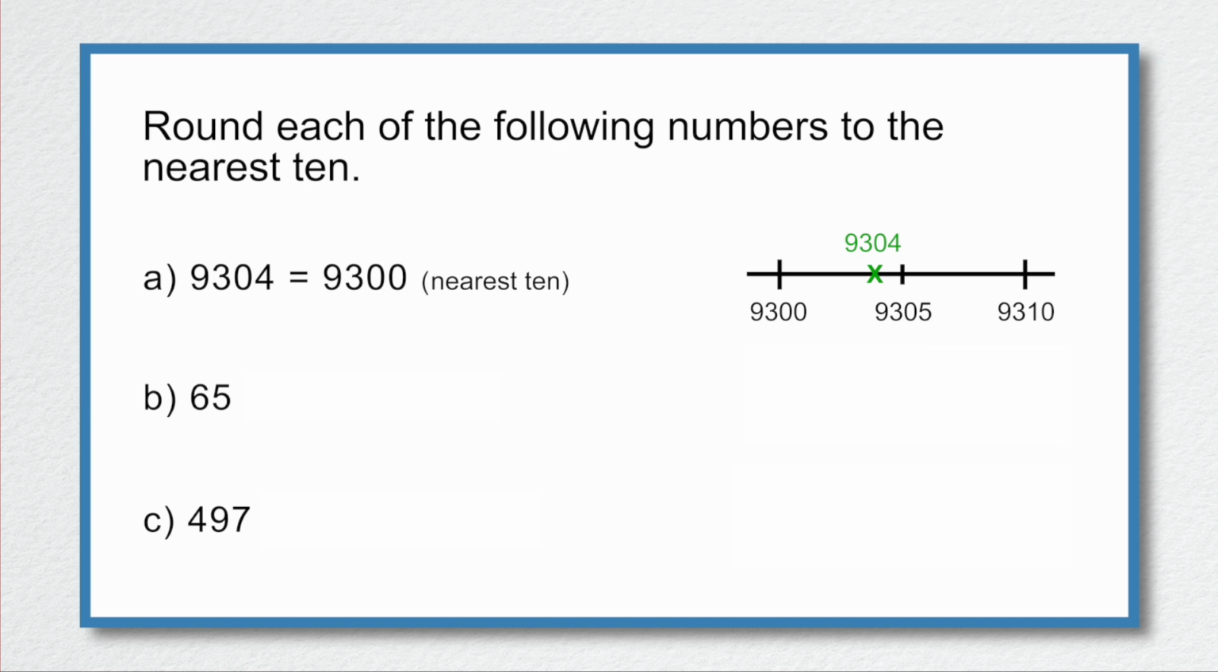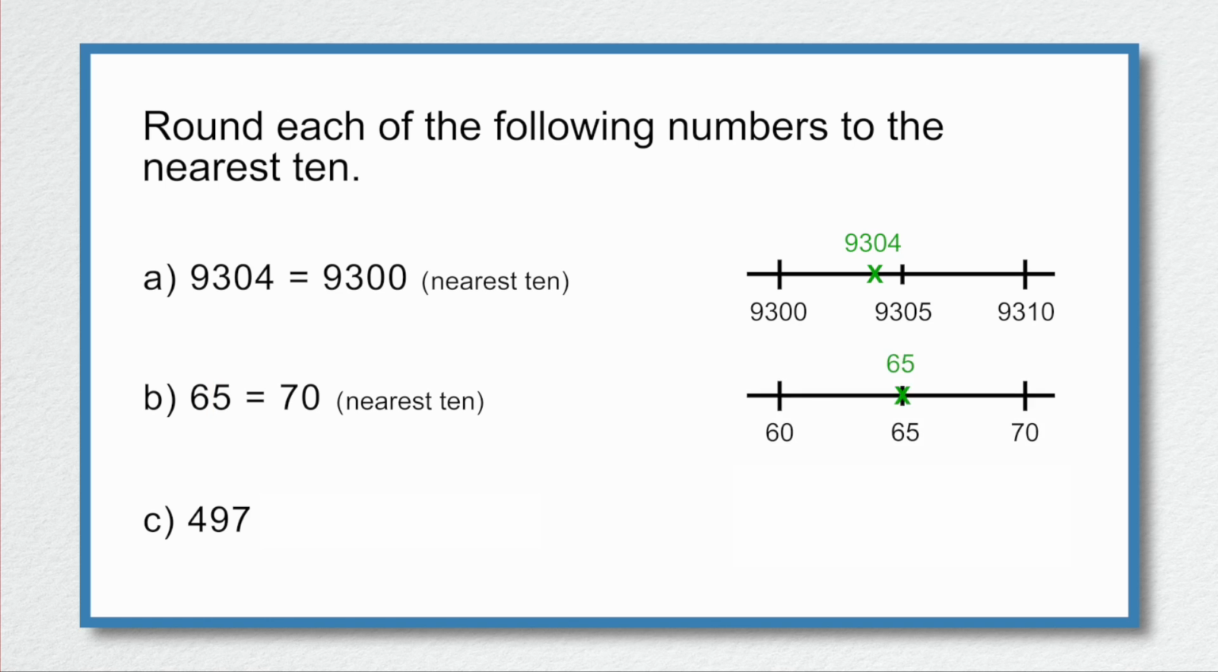Round 65 to the nearest 10. Well, here's the cut-off point. So do we keep this 6 the same or do we round it up? And we can see that this digit is 5, so we round the 6 up. So 65 is equal to 70 to the nearest 10.